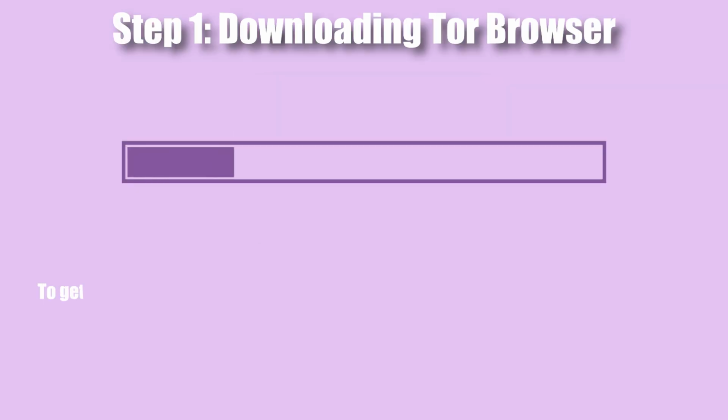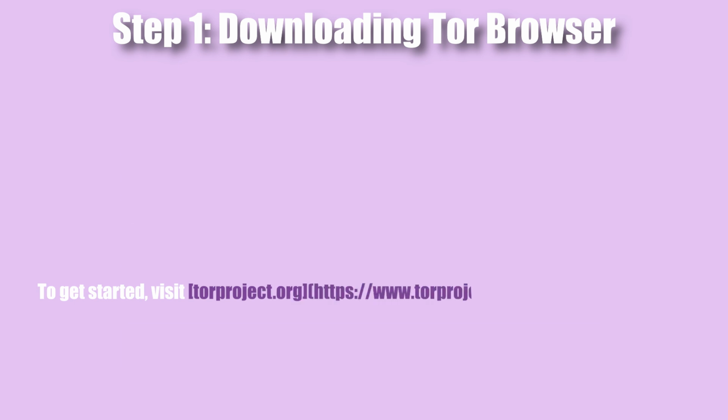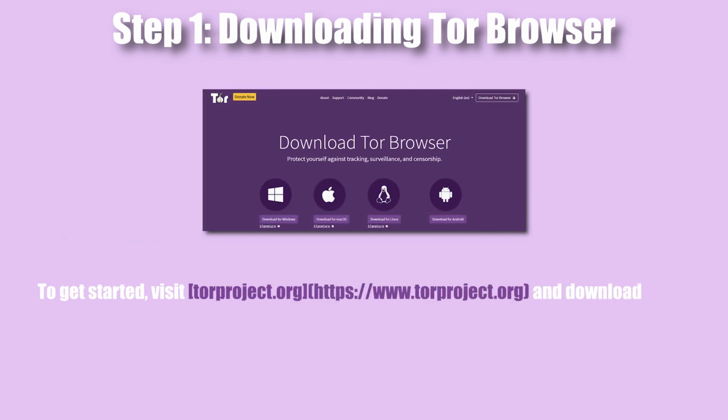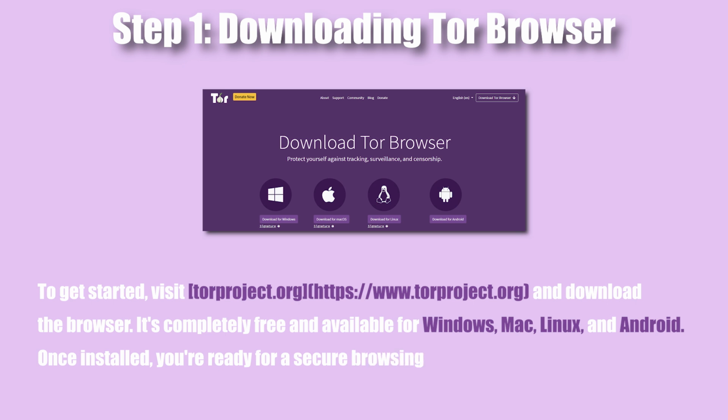Step 1. Downloading Tor Browser. To get started, visit torproject.org and download the browser. It is completely free and available for Windows, Mac, Linux and Android. Once installed, you're ready for a secure browsing experience.